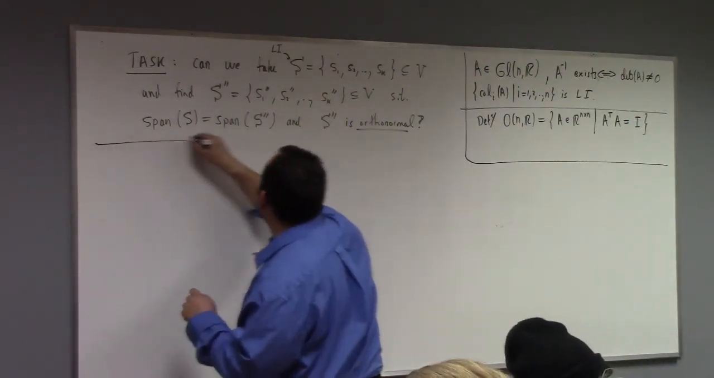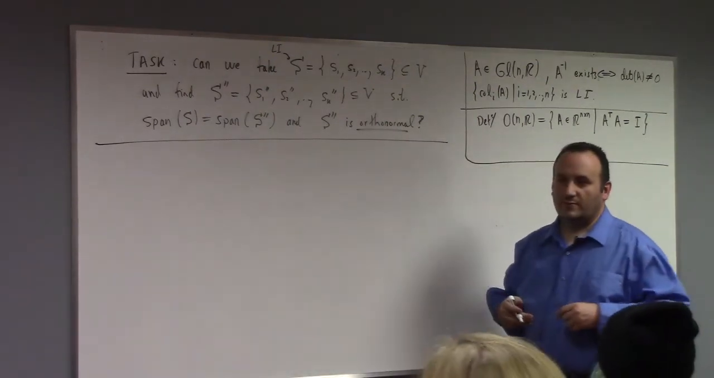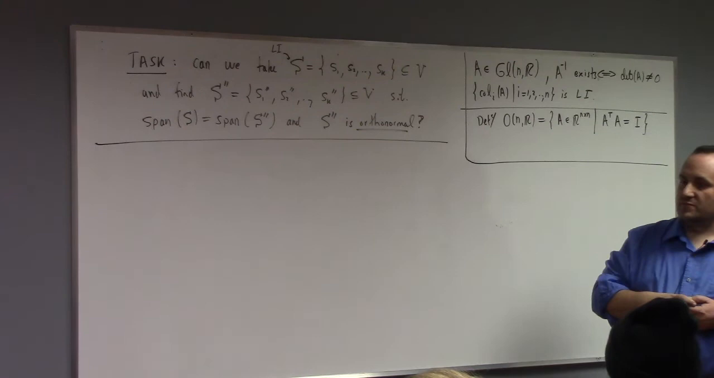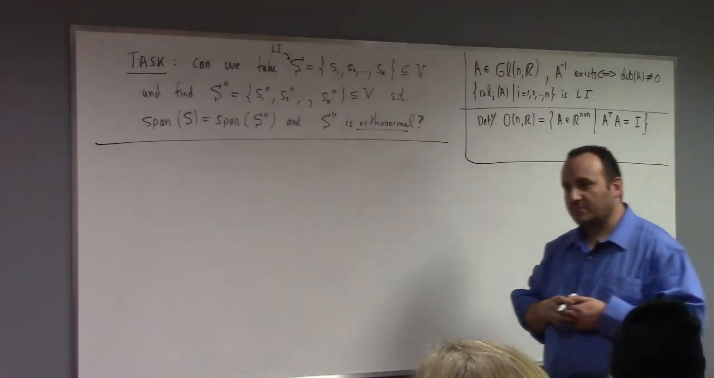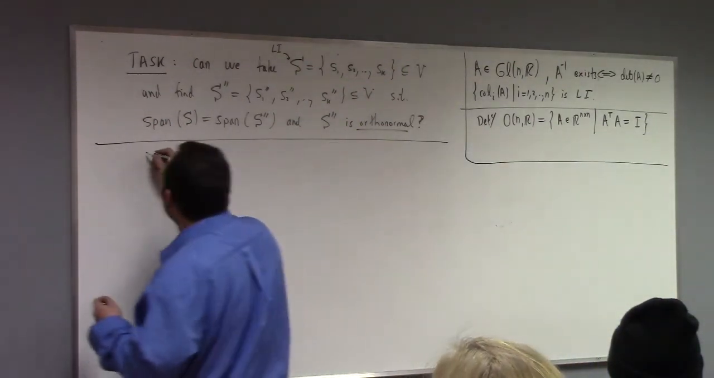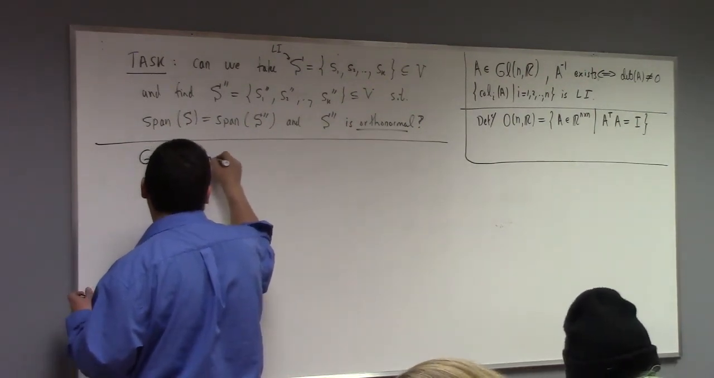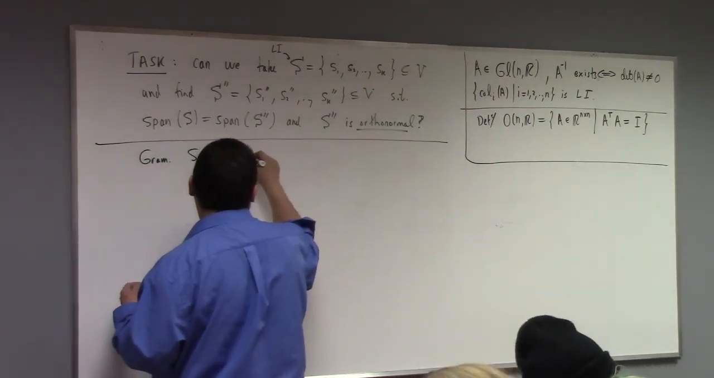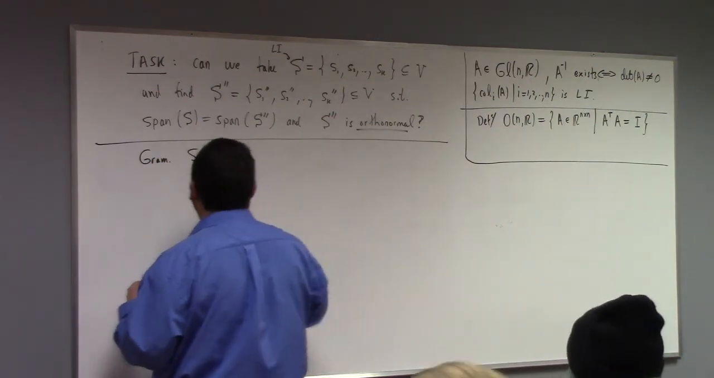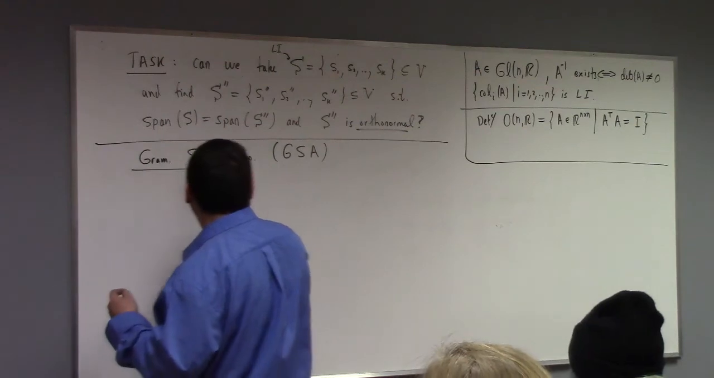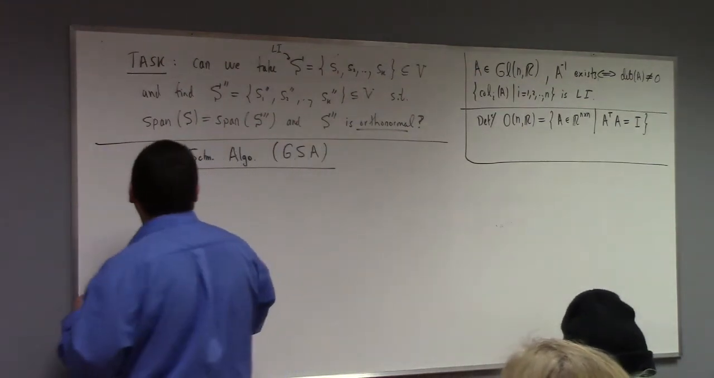And so the way to do this is with something called the Gram-Schmidt algorithm, which I refer to as GSA. So I took my abbreviation and abbreviated it. There you go. So I'll get you started.